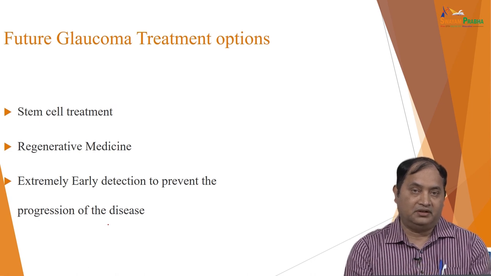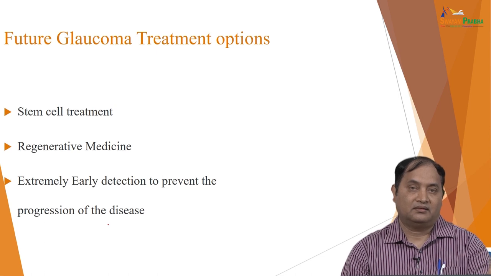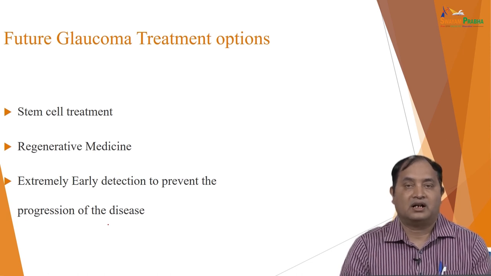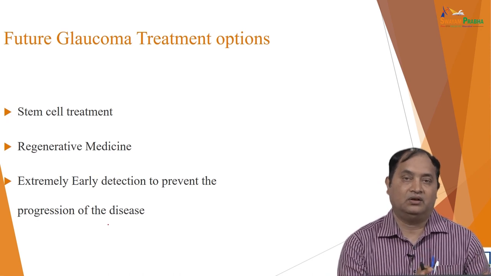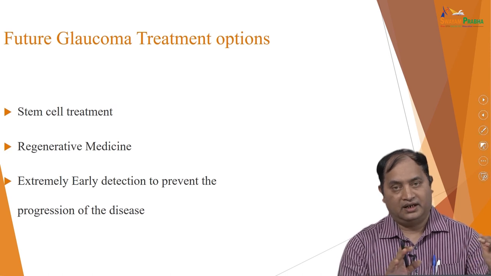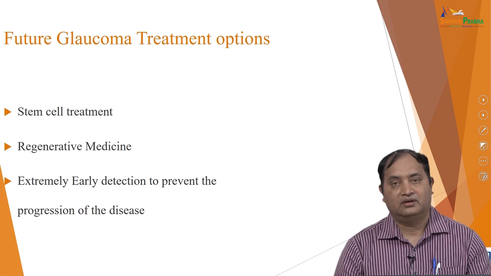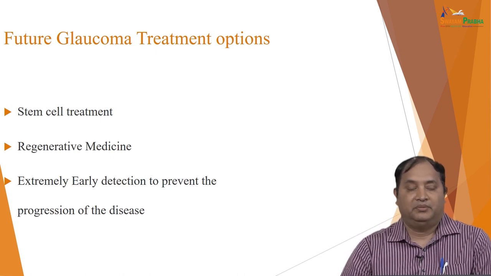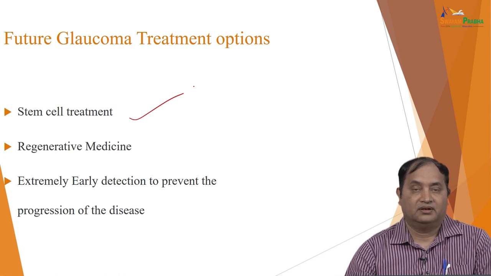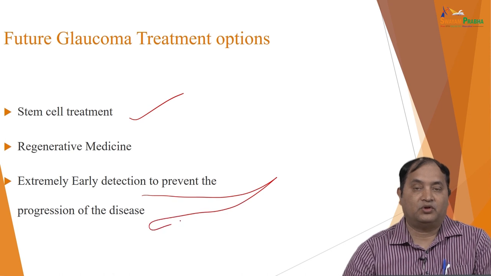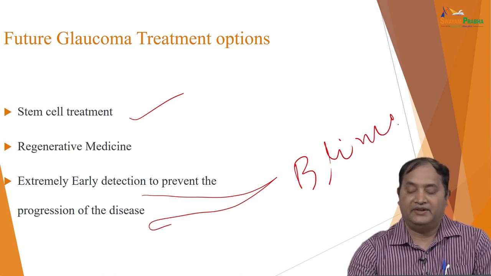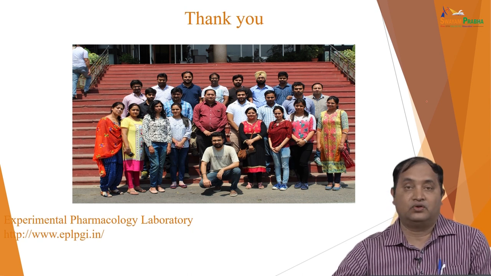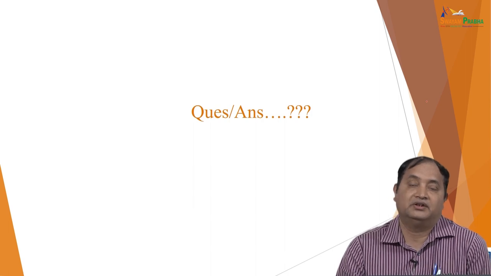Now, as you see, we have conventional treatment with drugs acting on alpha 1, selective beta blockers, prostaglandin analogs, or carbonic anhydrase inhibitors. You can see treatment alone and in combination. We have seen that surgery is also sometimes required along with the medication, or maybe both combined. Now, what about future treatment options? People use stem cell treatment in regenerative medicine. People are trying early detection to prevent the progression of the disease and blindness. This is much required, which is why awareness is promoted almost every year. So, future treatment is also available, but early treatment is much needed in the treatment of glaucoma. Thank you very much.